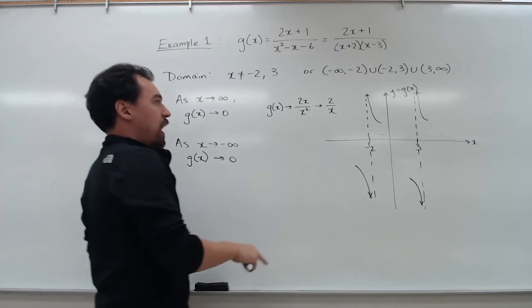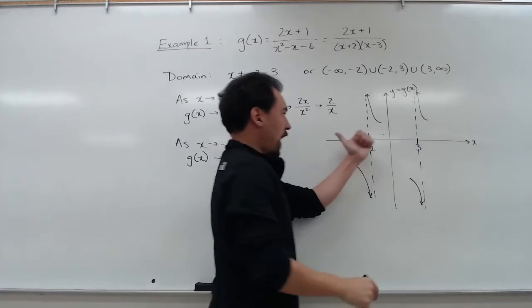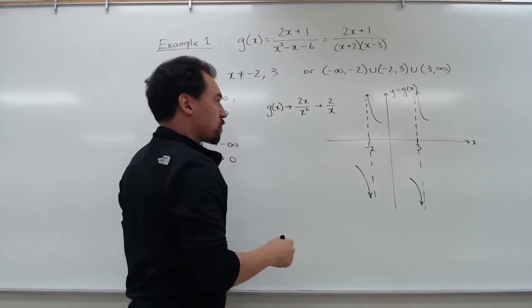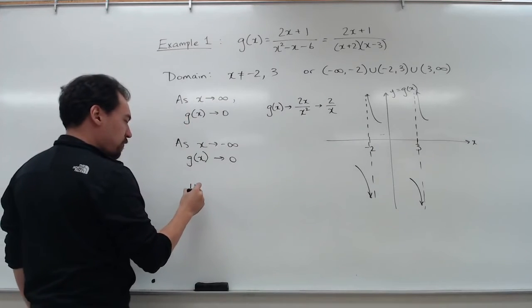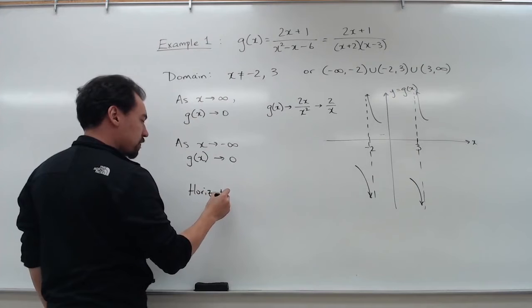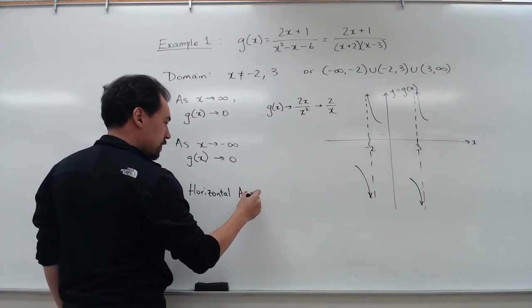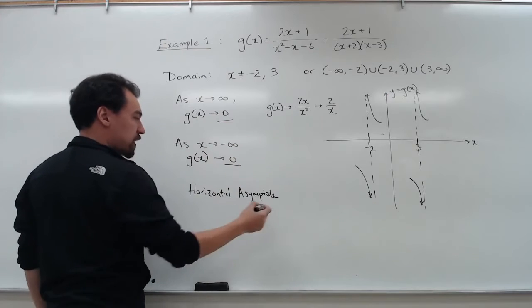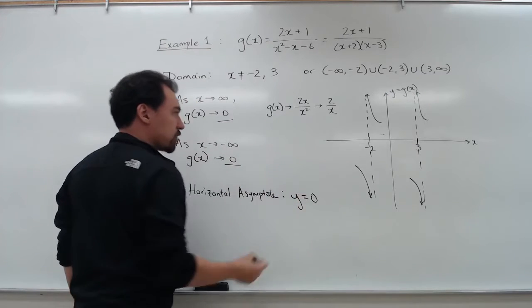So we would say as x approaches infinity that way, as x approaches negative infinity that way, the y value is getting closer and closer to 0. This is what we call a horizontal asymptote. And the horizontal asymptote has a y value of 0, so we say y equals 0.